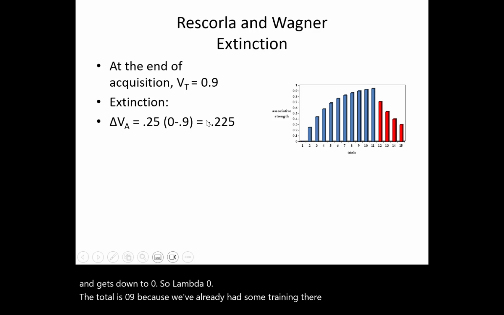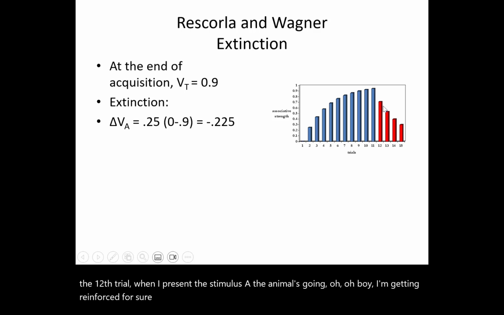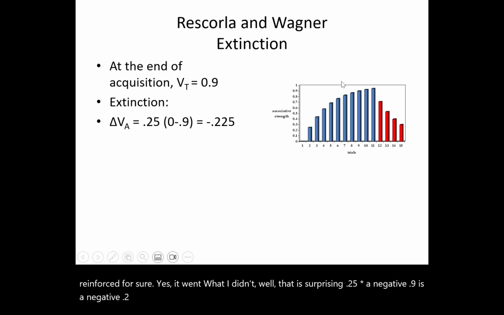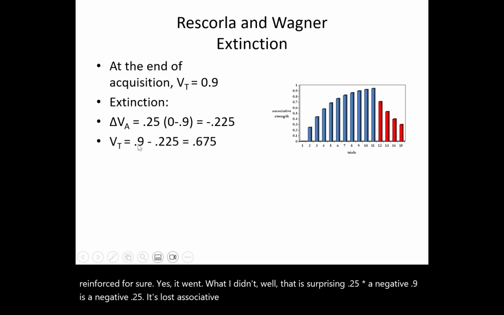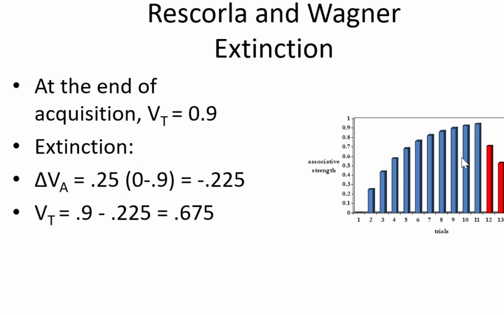There is some expectation. On the 12th trial, when I present the stimulus A, the animal's going, oh boy, I'm getting reinforced for sure. Huh? What? I didn't? Well, that is surprising. 0.25 times a negative 0.9 is a negative 0.225. It's lost associative strength. It had 0.9, we subtracted 0.225 because that's what it learned on that trial, and now we're dropped down to 0.675. We keep dropping.